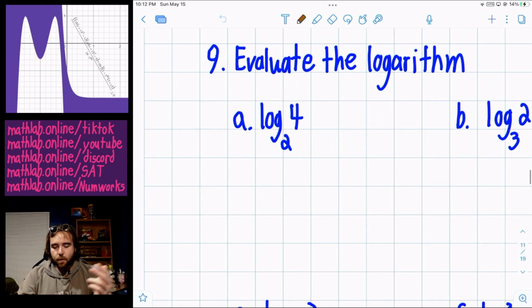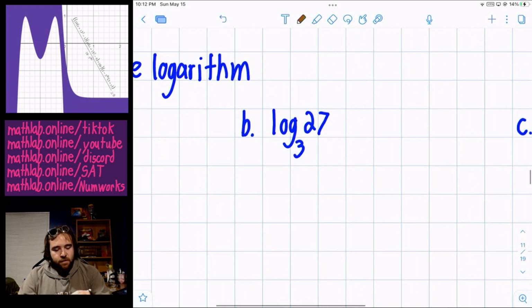All right, so let's get going. So log base 2 of 4. 2 to what power is 4? I mean, that's just 2. We're not going to spend a long time on these if we don't have to. So this one, 3 to what power gets you 27? 3.